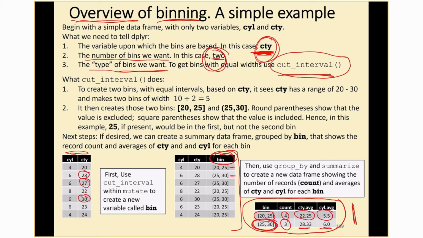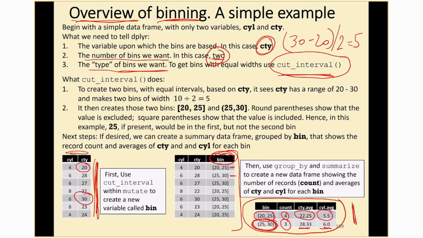And so what does R do? R comes down here and looks at this and says, okay, let's think about city mileage. The minimum value is 20. The maximum value is 30. So if we want 2 bins based on city mileage with equal widths, then 30 minus 20 divided by 2 equals 5. So it creates those 2 bins, 20 to 25, 25 to 30.